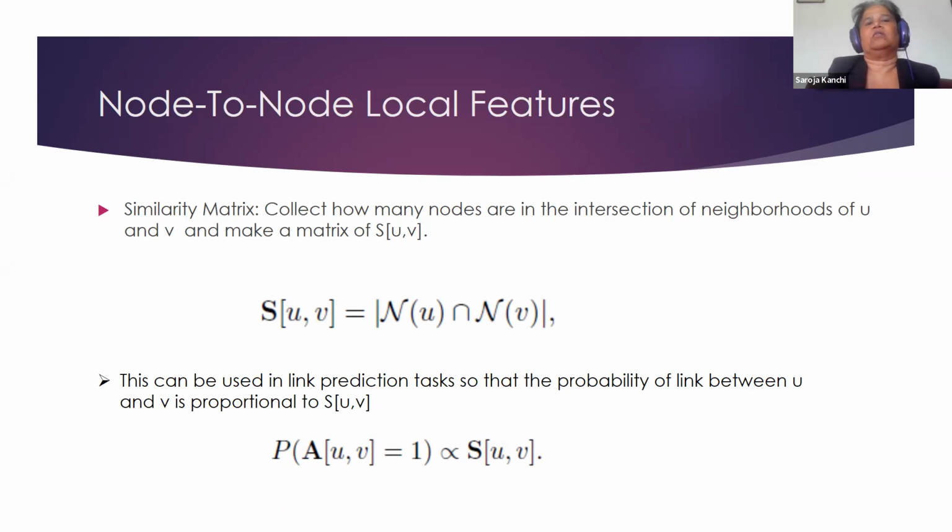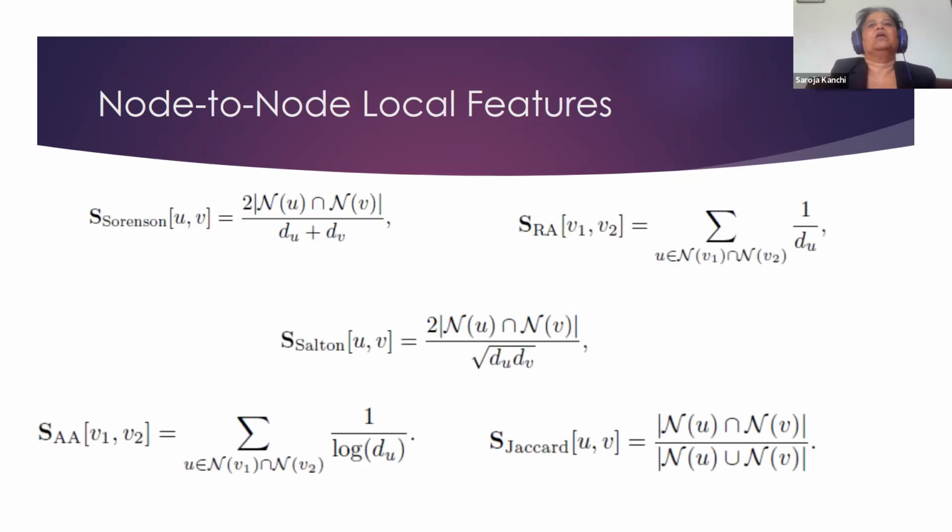So you're saying two things are connected to one another with a probability that will be proportional to the similarity, that is the number of nodes they have in common. It can be used for link prediction type of work. Extending the idea of similarity of nodes, several people have proposed various node-to-node local feature measures. Many of them are normalized, as you can see. Sorensen is normalized with the degree, and Jaccard's is normalized with the size of the union or the number of neighbors of U and V.